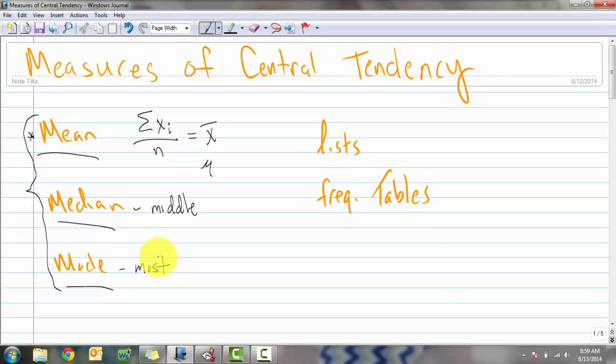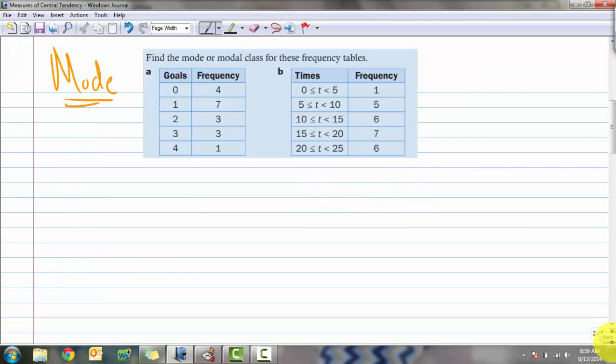What we're going to look at today is how to find the mean, median, and mode for lists of data, as well as data that's organized in frequency tables. So let's go, and we're going to use the calculator today, so get ready.